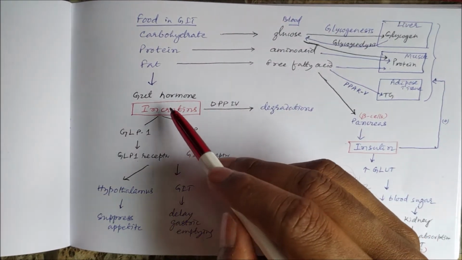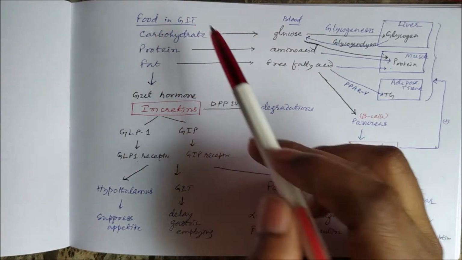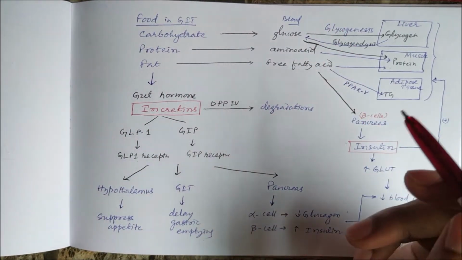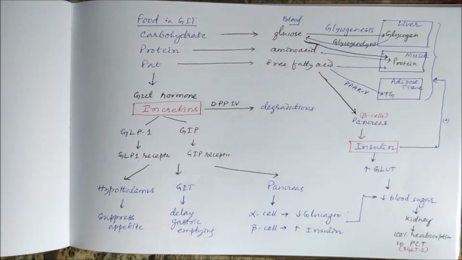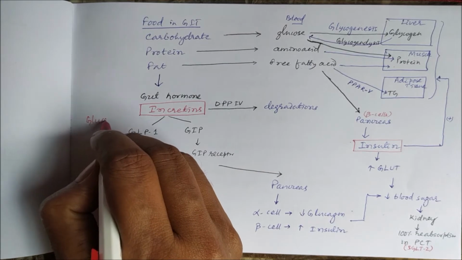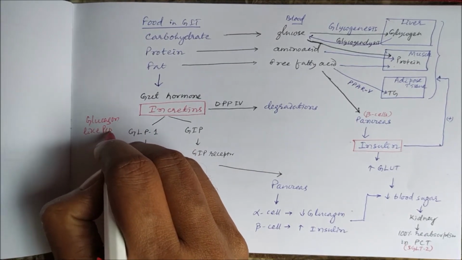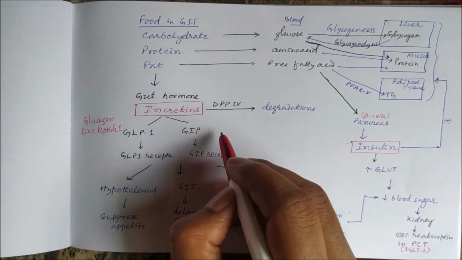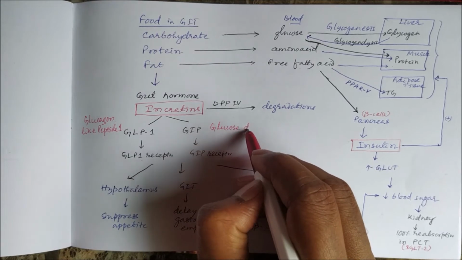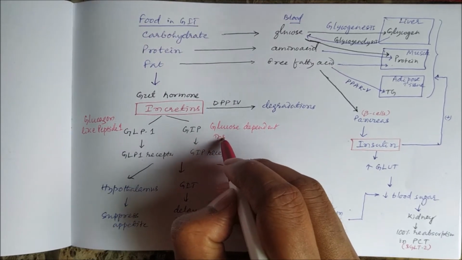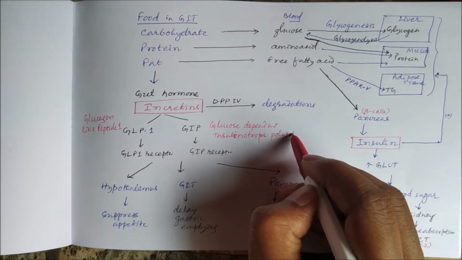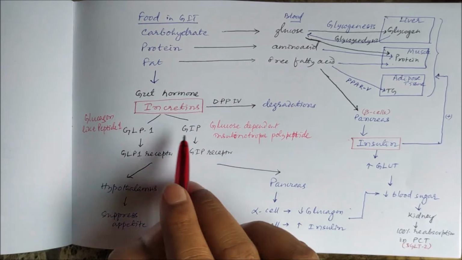Another group of gut hormones called incretins are secreted in response to food in our GIT. These incretins also play a role in controlling the sugar level. There are two incretins. One is glucagon-like peptide 1, and the second is glucose-dependent insulinotropic polypeptide. So GLP-1 and GIP are the two incretins.